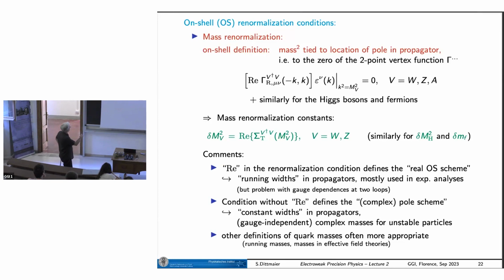Mass renormalization, for example. We have done this already for the phi field, so there's not so much to do differently now. The idea is the same. The mass squared is tied to the location of the pole in a propagator. The only thing that you have to take care of now is that our two-point functions look a little bit more complicated, because earlier we had a scalar field which just had one component. There was no mixed, no tensor valued stuff around.